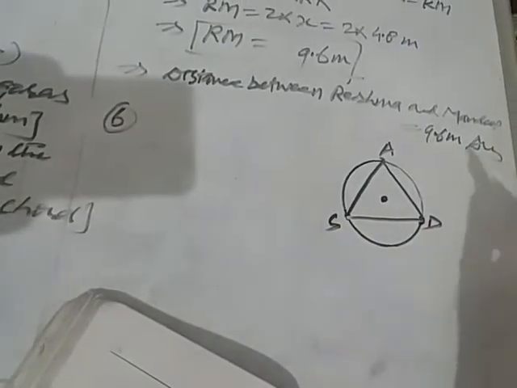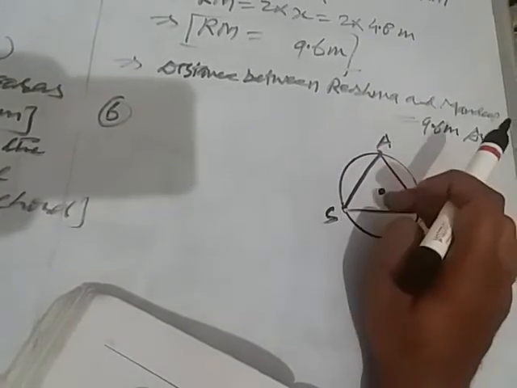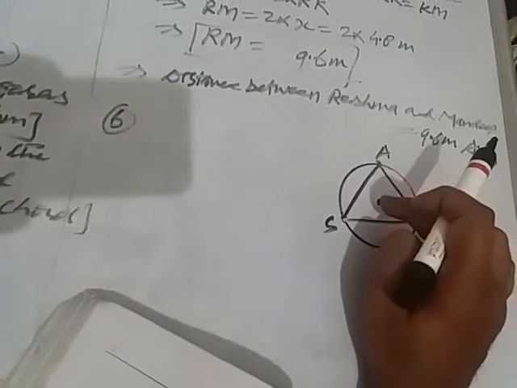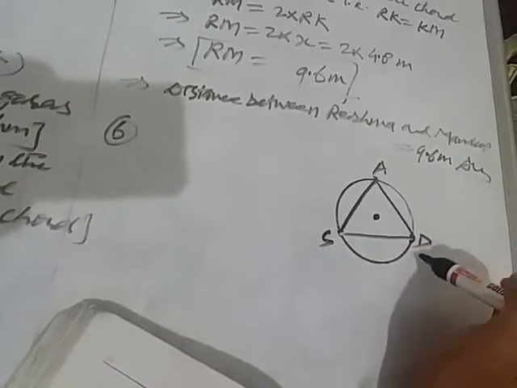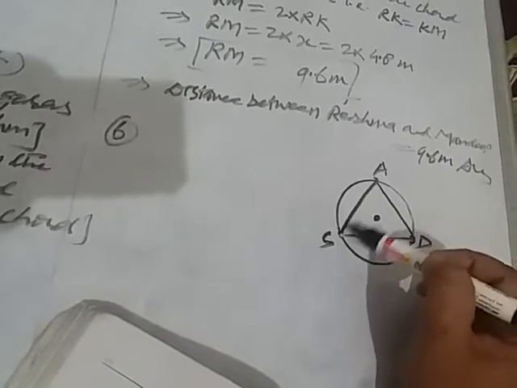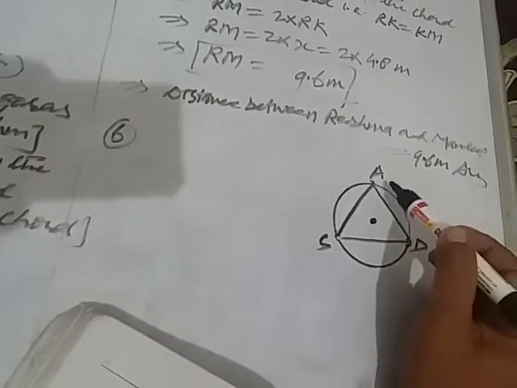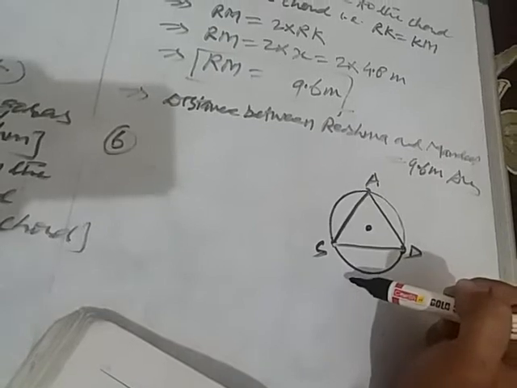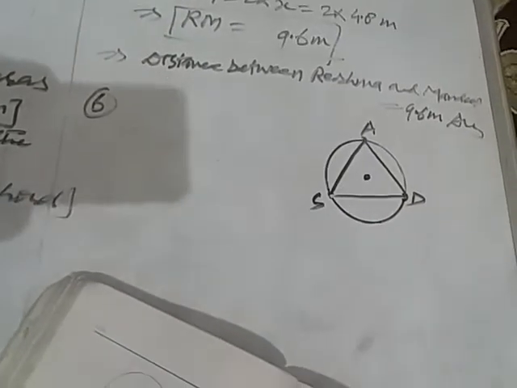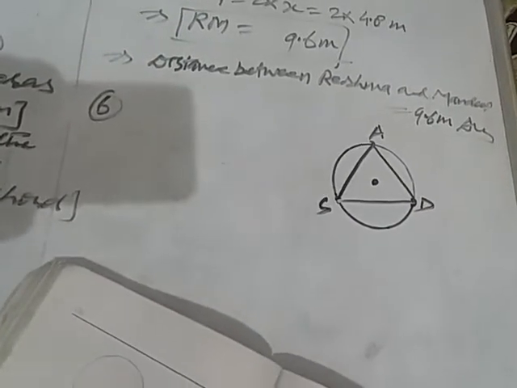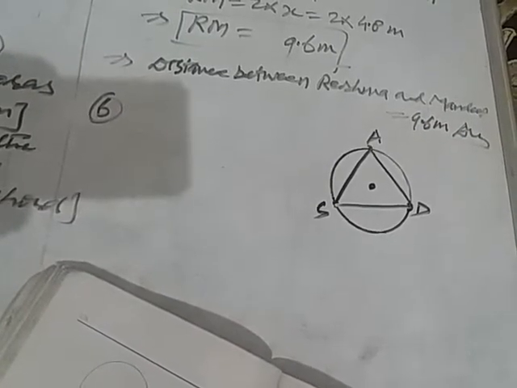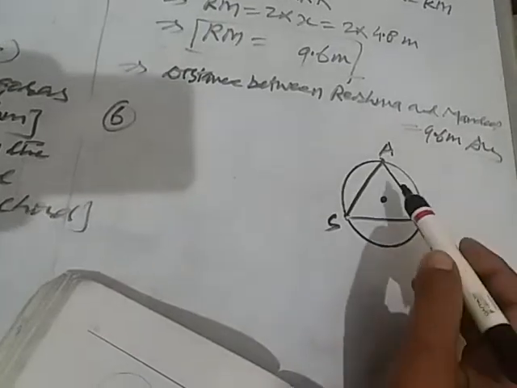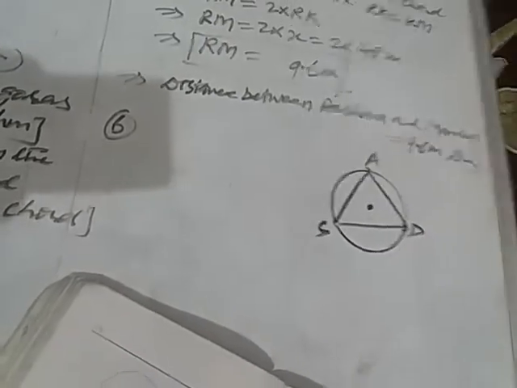Okay, children, since arcs are equal, the corresponding chords will also be equal. Arc AS equal to arc AD equal to arc DS. It means that corresponding chords AS equal to AD equal to DS. Am I right? Clear, children? So we have to find the length of the string of each toy telephone. Means AS equal to SD equal to AD. We have to find out.